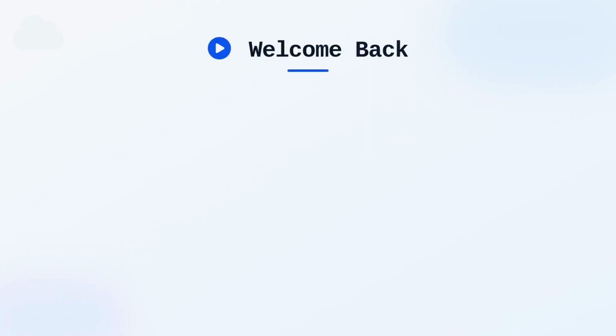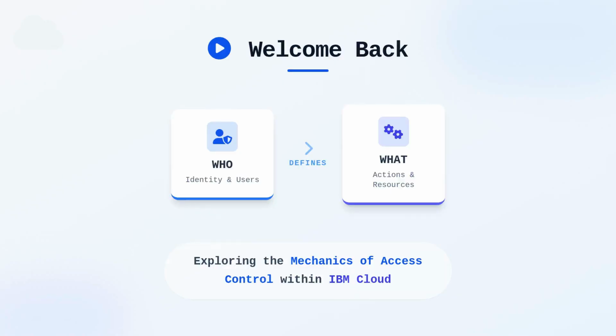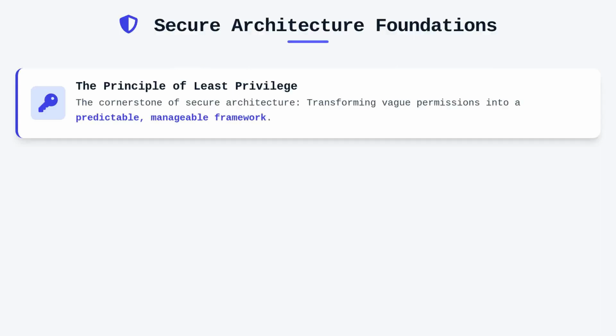Welcome back. This chapter focuses on the mechanics of access control within IBM Cloud, specifically how we define exactly who can do what with our resources. In any distributed system, the principle of least privilege is the cornerstone of a secure architecture. By carefully mapping roles to specific users or service identifiers, we transform our security posture from a vague collection of permissions into a predictable, manageable framework.